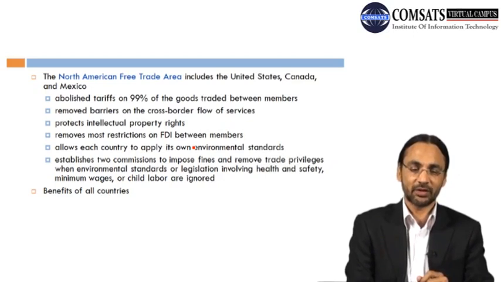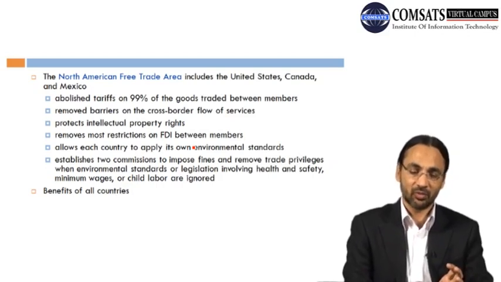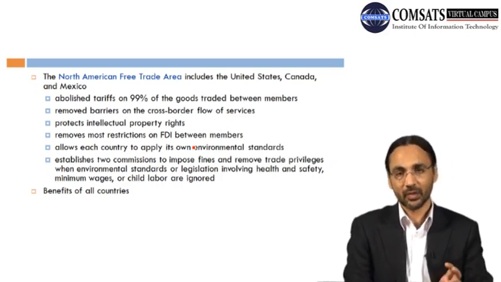The third one is that it protects intellectual property rights. The next one is to remove most restrictions on trade between the member countries, and allow each country to apply its own environmental standards. And two commissions were established to impose fines and remove trade privileges when environmental standards or legislation involving health and safety, minimum wage, or child labor are ignored. Benefit for all countries, this is the important thing.